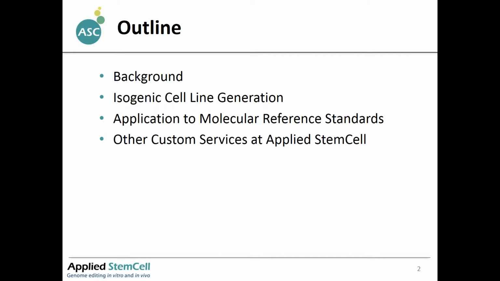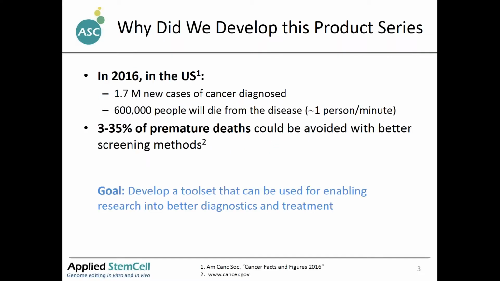The reason that we developed this series is that there's really a need for better diagnostic assays for cancer research. In 2016, in the US alone, it's estimated that there will be 1.7 million new cases of cancer diagnosed, and approximately 600,000 people will die from this disease. This amounts to approximately 1 person per minute, or approximately 30 people over the course of this webinar.